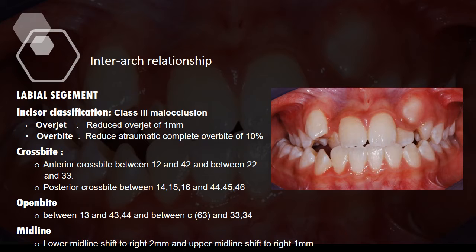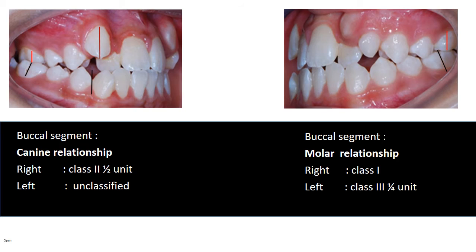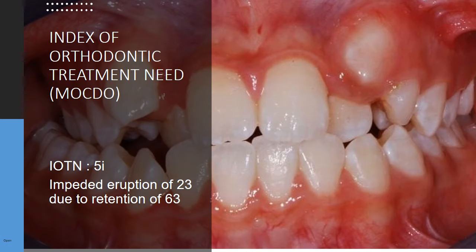And there is also presence of open bite between 1-3 and 4-3, 4-4 and between 6-3 which is the retained deciduous, and 3-3 and 3-4. There is also lower midline shift to the right 2 mm and upper midline shift to the right 1 mm. For buccal segment, canine relationship on right side is class 2 half unit, on left side is unclassified because of the retained deciduous, and for molar relationship on right side is class 1, on left side is class 3 1/4 unit. The IOTN of the patient is 5I, which is the impeded eruption of 2-3 due to retention of 6-3.